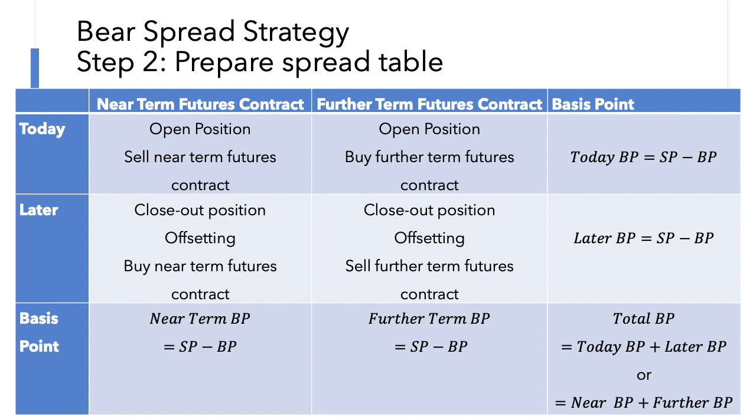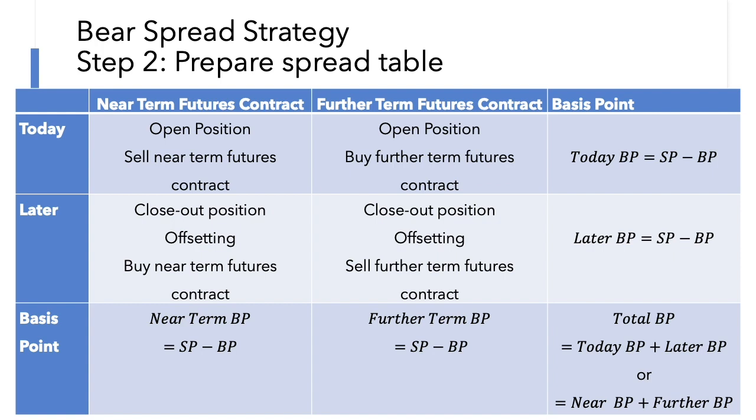And then later on, when you want to close out your position, you need to use the offsetting method, where you take the opposite position from your open position. For example, if you look at this table, for near-term futures you start with selling a futures contract, then to close out by offsetting, you buy the near-term futures contract. For further-term futures, you start by buying the further-term futures contract. To close out your position, you need to sell your further-term futures contract.